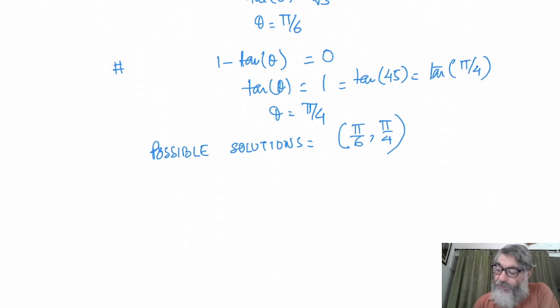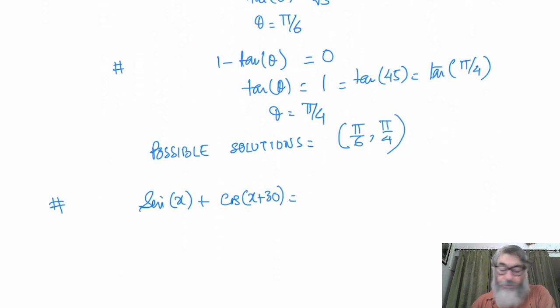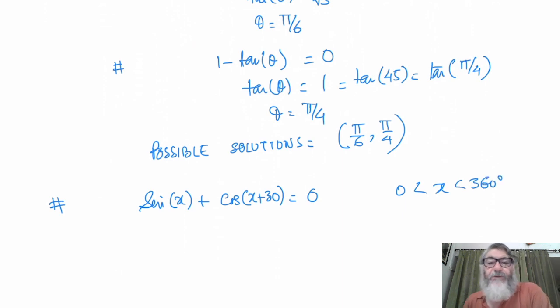Now next question is sin x plus cos x plus 30 is equal to 0, and x is greater than 0 and less than 360. x can take values between this.